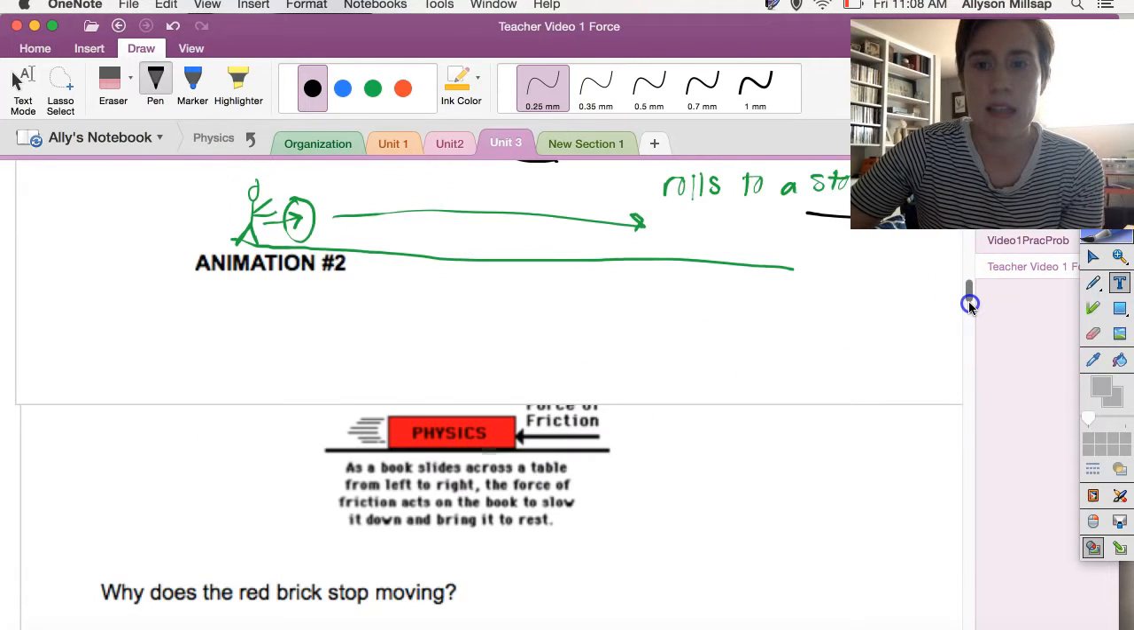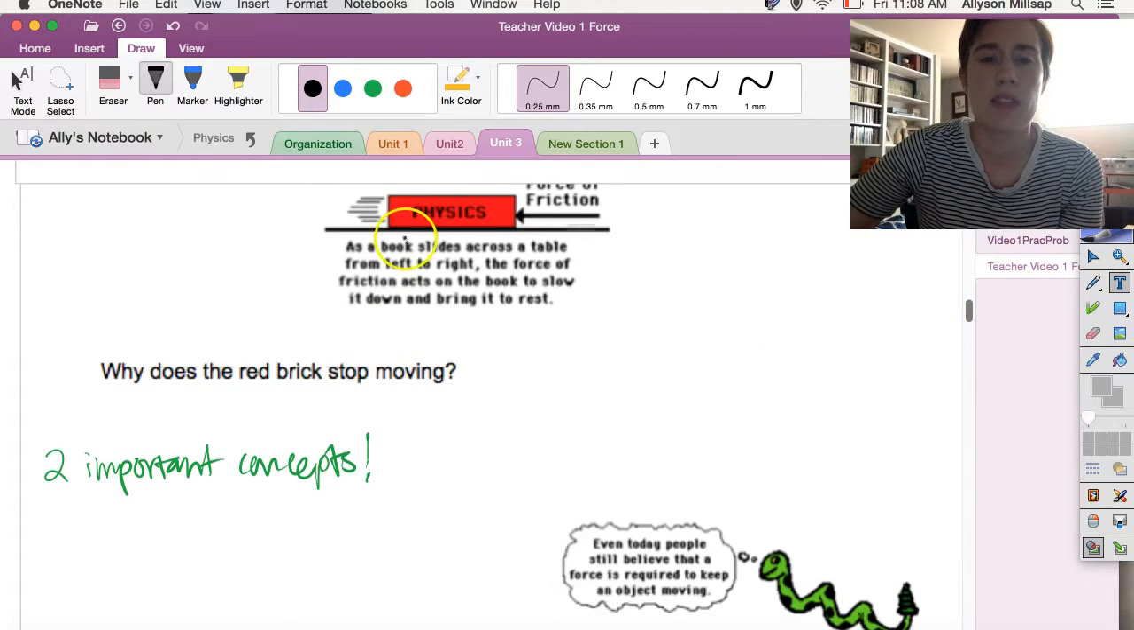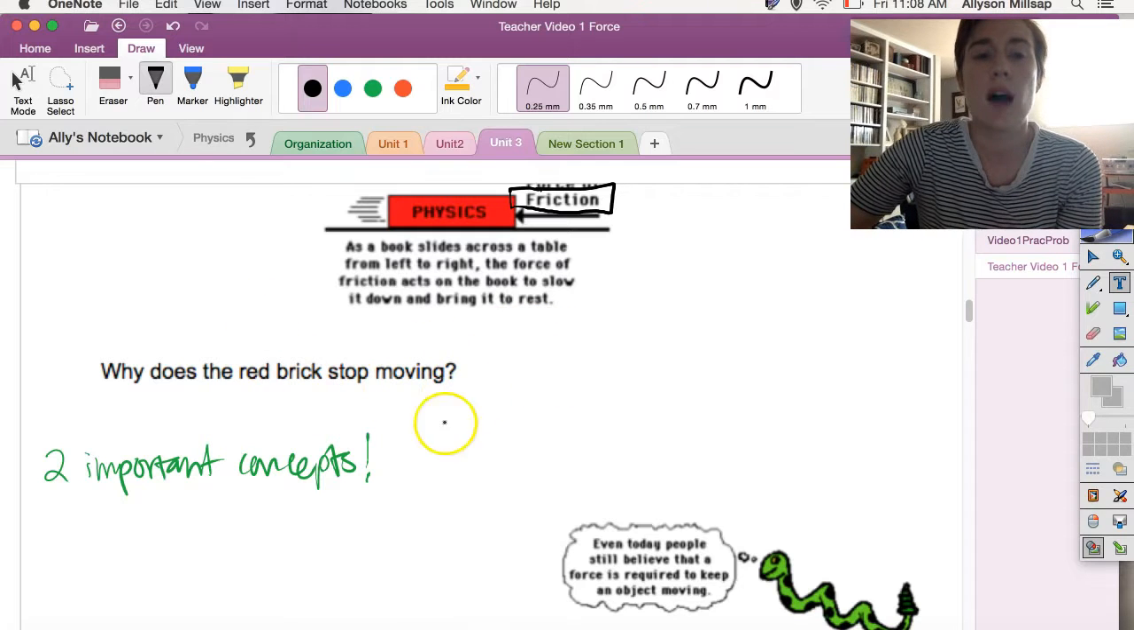Well, in comes a new concept. Thankfully, Galileo helped us to figure out this concept. It's the concept of friction. Friction is actually a force. And this force is what makes objects stop moving.